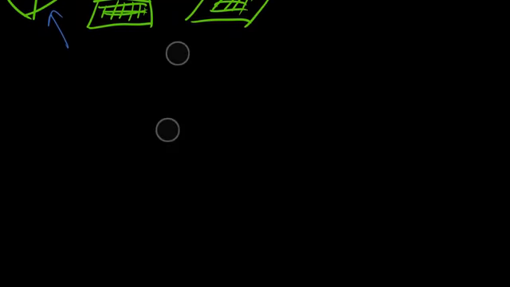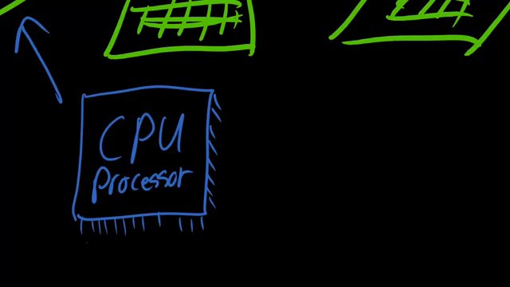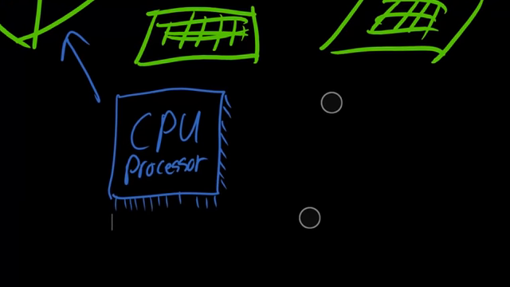You got your CPU, Central Processing Unit, also known as the processor within the system, right? This guy is really the brains behind the whole operation. Every instruction and every action is really handled by one or more processors within your system.